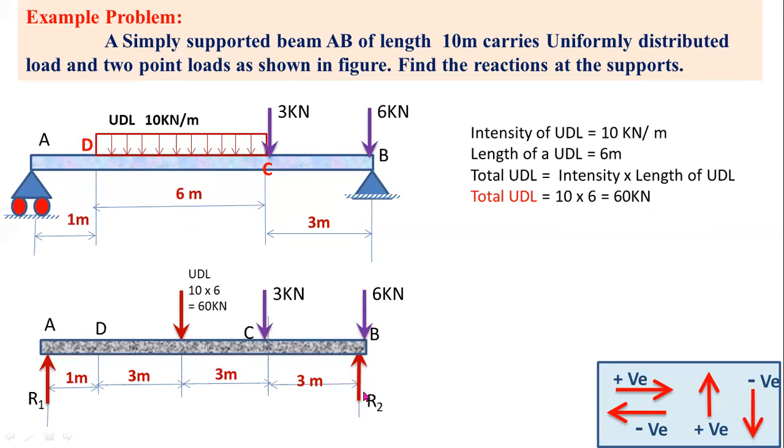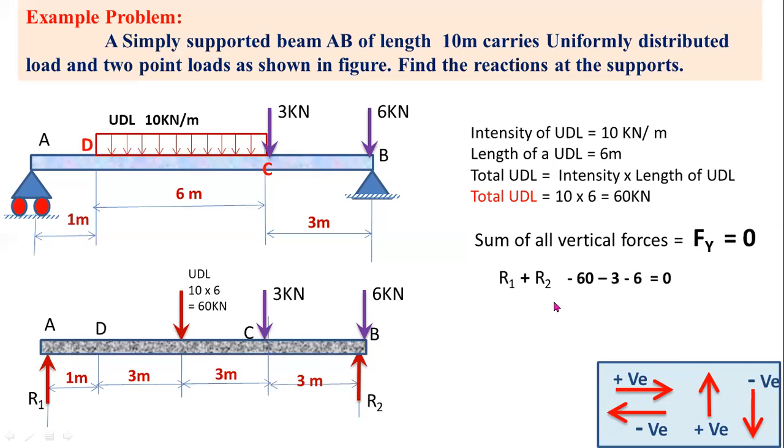Now R1, R2 are the support reactions. Now you have to resolve all vertical forces. Sum of all vertical forces equals 0. Here there are 5 vertical forces: two forces are reaction forces, three forces are transverse loads. For upward action, you have to consider positive sign. For downward action, you have to consider negative sign. R1 plus R2 equals minus 60, minus 3, minus 6.